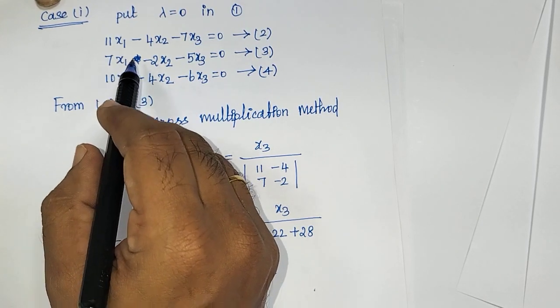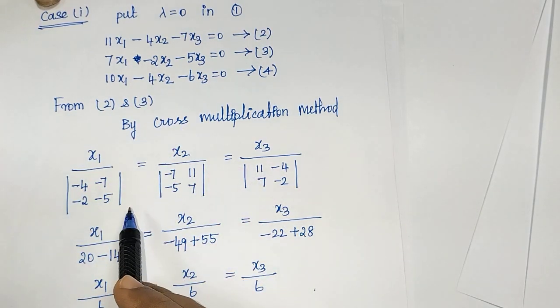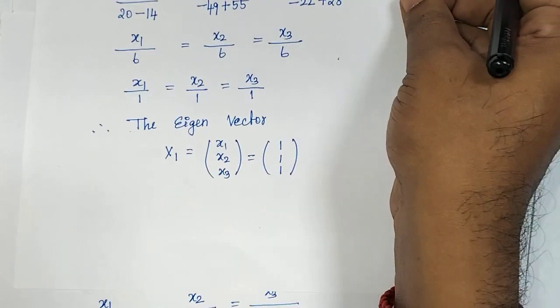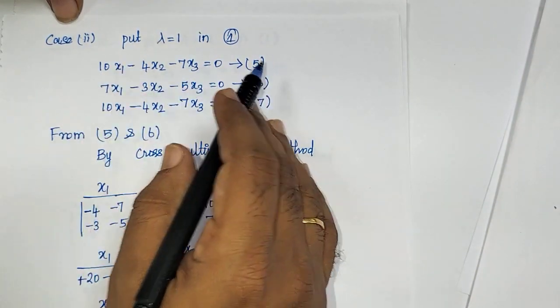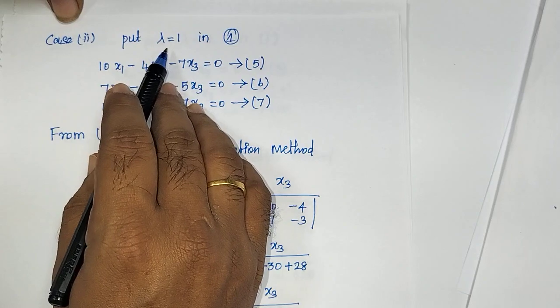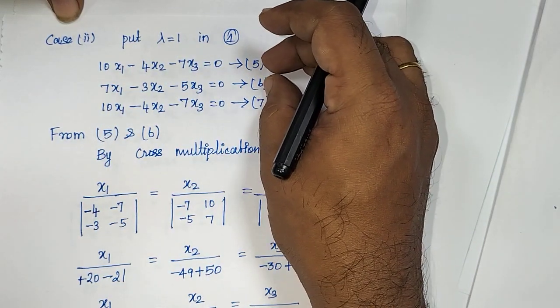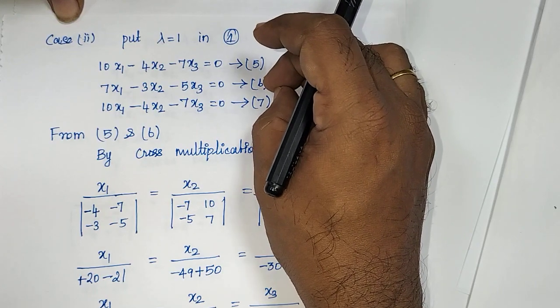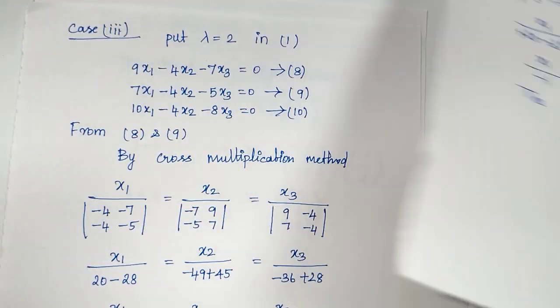So here I took 2 and 3, which are different equations. I applied the cross rule method and I will get the eigenvector x1. Again I substituted eigenvalue 1 in equation 1. I will get again 3 equations. From this, 5 and 6 are different equations, so I will apply the cross rule method here. Based on that I will get the x2 eigenvector.